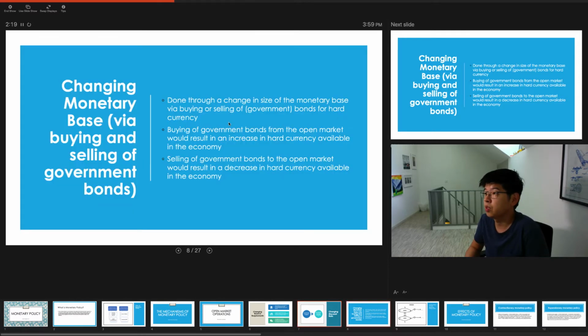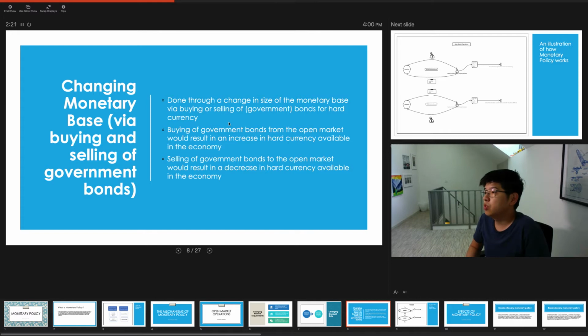and that is what changing the discount rate would do. And lastly, the most important part of open market operation, which is to change the monetary base, is actually what we're really saying when we say increase money supply, decrease money supply. It is done by the buying and selling of government bonds.